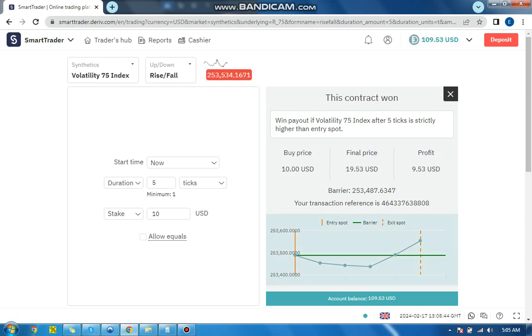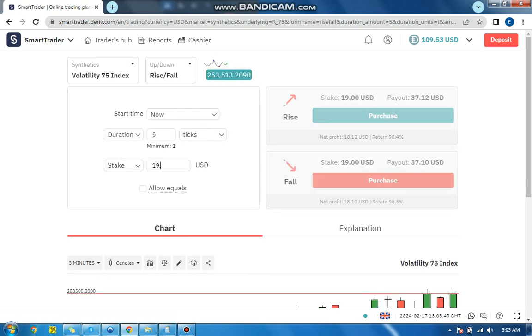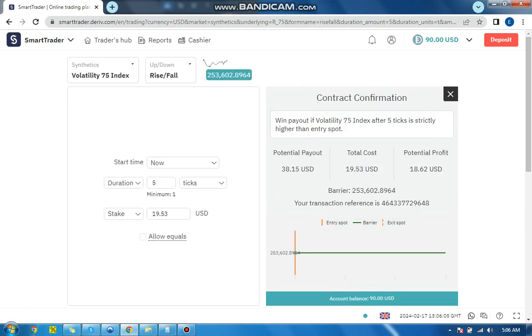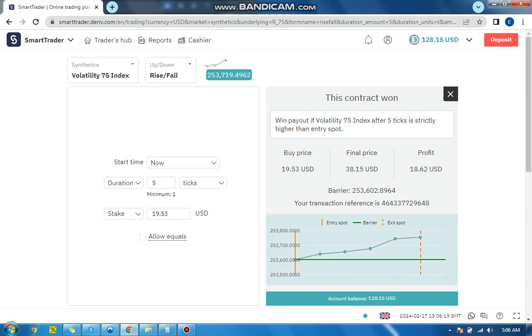We have won the first trade. Now we will add the profit. So the second trade is going to be 19.53. We have to wait for number 8 or 9 and we will take the trade. Number 8, and we're gonna take the trade. First one is up, second one is up, third one is up, fourth one is up, and we have won the trade. So now we will once again add the profit.